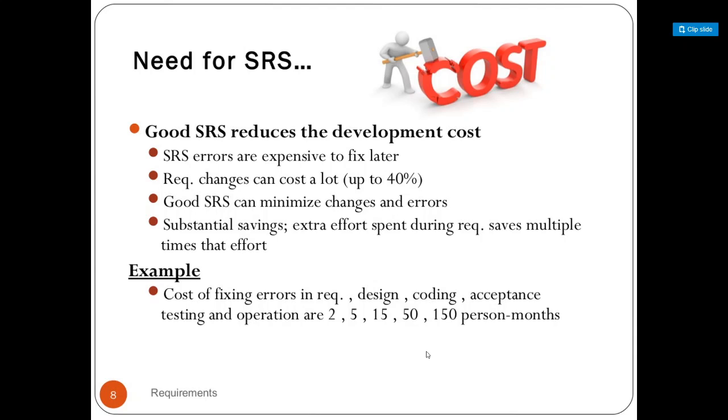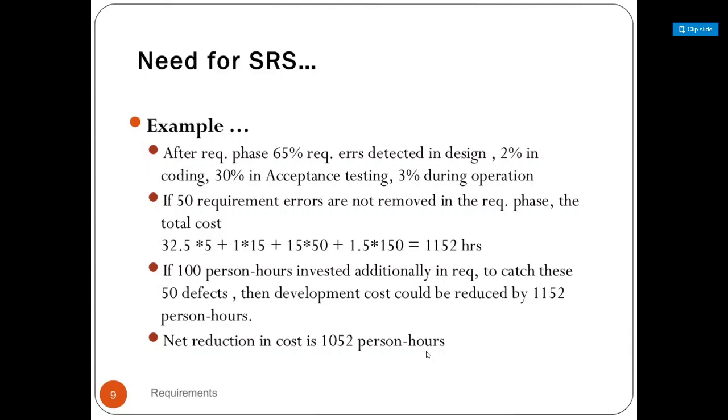So here is an example of how this happens. For example, if you take some of the phases like design, coding, acceptance testing, operations, the percentages are 2, 5, 15, 50 and 150 man-months. That is, 2% are needed, 5% are needed, 15 people are needed, then 50 people are needed to fix the errors like design errors, coding errors and acceptance errors. After the requirement phase is done, 65% of errors are detected in the design, 2% in coding, 30% in acceptance, and 3% during the operation.